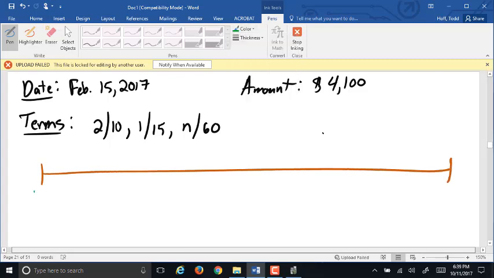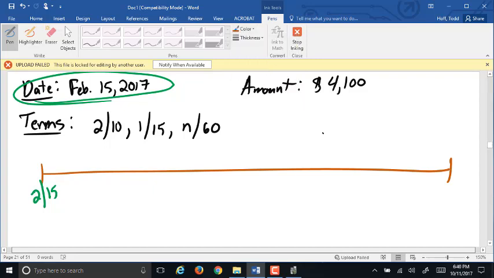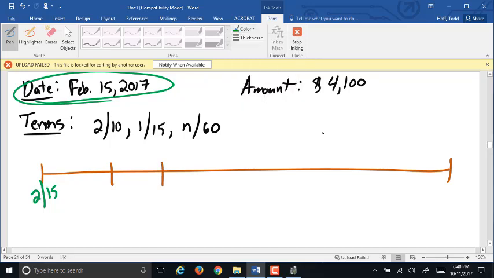So the initial date up here is going to be February 15th. That is the date of the invoice. Now there's going to be two intermediate dates here. What percent discount do they get right away? 2%. So the end of the 2% is going to be on what day? 2/25. Good.